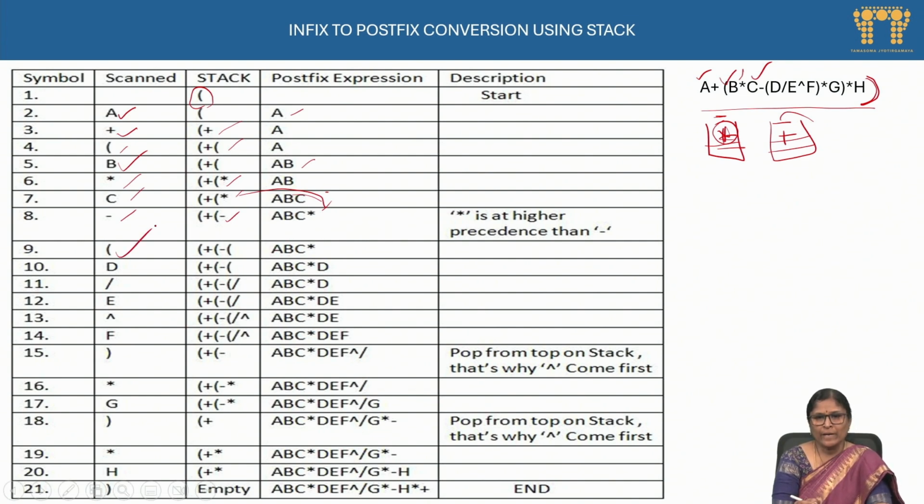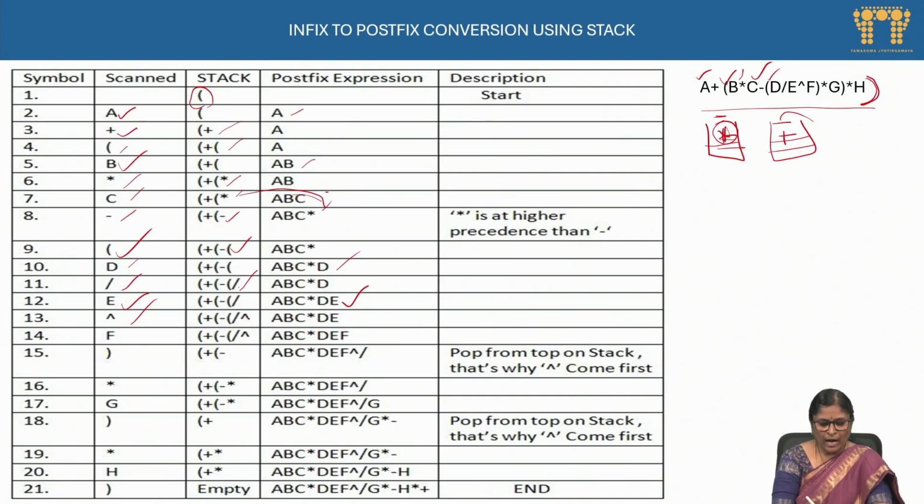Next symbol is left parenthesis. So whenever a left parenthesis is encountered, push it onto the stack. Now next is D. Okay, so D, it is an operand, so add it to the expression. Next we have an operator. Operator on the top of the stack, you have to push it onto the top of the stack. So on the top of the stack you have a division. Before that you have a left parenthesis, so no comparison of the operators. Next operand, add it to the expression.